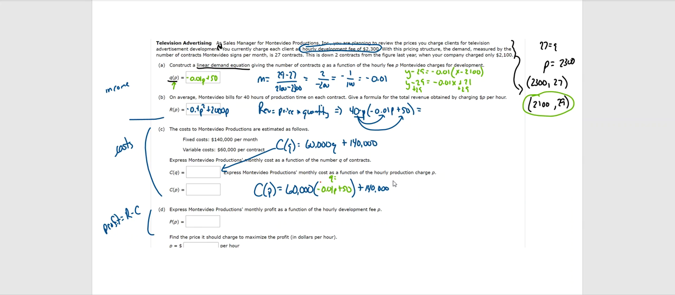So now we have our revenue based off our linear demand equation. We have our cost in terms of the contracts, and we can rewrite that in terms of cost according to the price, the hourly price that you're charging these people. And then we could use those results, the revenue and the cost, both in terms of P, in order to deal with our profit questions. All right, this video is already longer than I want it to be, so I'm going to stop it.